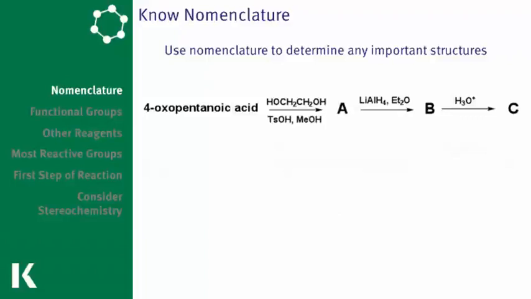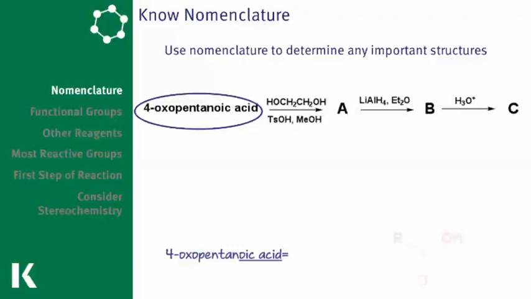When we use nomenclature to determine important structures, we want to visualize the reactant given in the question stem. For more complex reactants, draw out the structure in your scratch paper. Draw 4-oxopentanoic acid by reading its name backwards. The suffix oic acid tells us we'll be dealing with a carboxylic acid. The next element, pentan, gives us the length of the main carbon chain, 5 in this case. And the prefix indicates there will be a carbonyl at carbon 4. Just count carbons and draw in the carbonyl. So there we have the structure of 4-oxopentanoic acid.